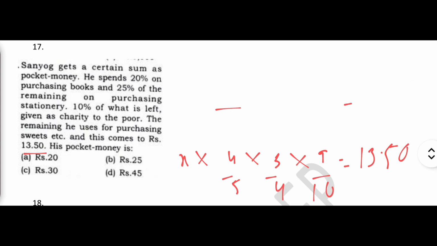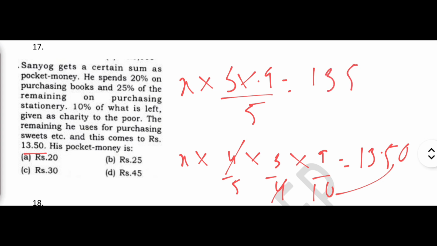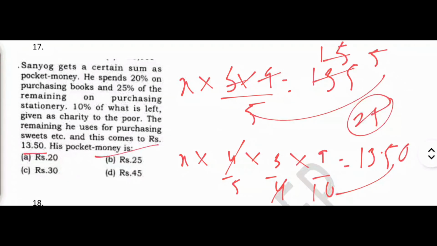So X into what do we have? This 4 and this 4 will get cancelled. This 10 will go over here. So we have 3 into 9 upon 5 is 135. 9 1s are 9, 10, 11, 12, 13. 9 5s are 45. 3 5s are 15, and 5 into 5 will give us 25. So option is B.